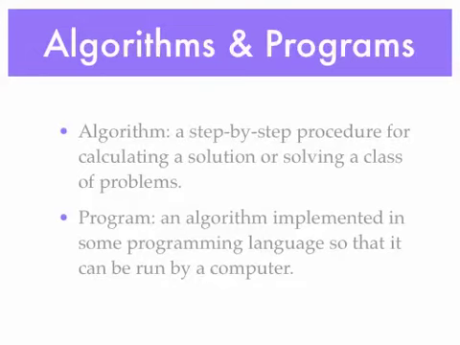So first, some definitions. An algorithm is a step-by-step procedure for calculating a solution or solving a class of problems. A program is an algorithm implemented in some programming language so that it can be run by a computer. A crude generalization would be that computer scientists focus on developing algorithms, while software developers implement these algorithms as programs. It's not entirely accurate, but it's a start.